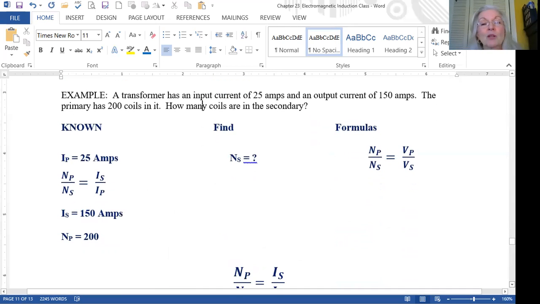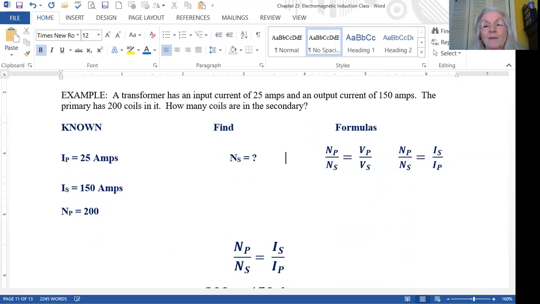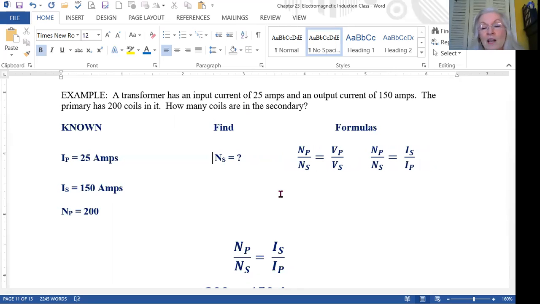Transformer has an input current, so that would be I primary, of 25 amps, an output current of 150 amps. Whoa, my formulas are in the wrong place. Let's get them over here, there we go. So input current is 25 amps, output current is 150 amps, and the number of coils in the primary is 200. How many coils are in the secondary? That's what we want to know.